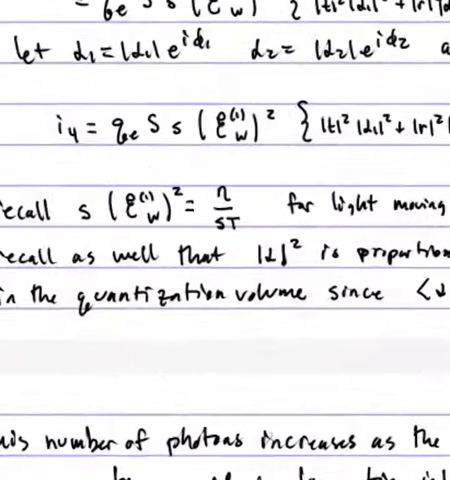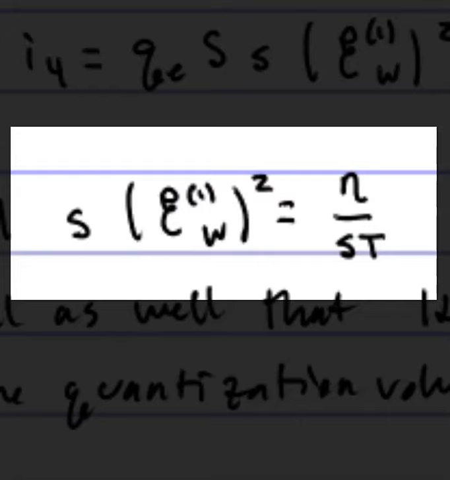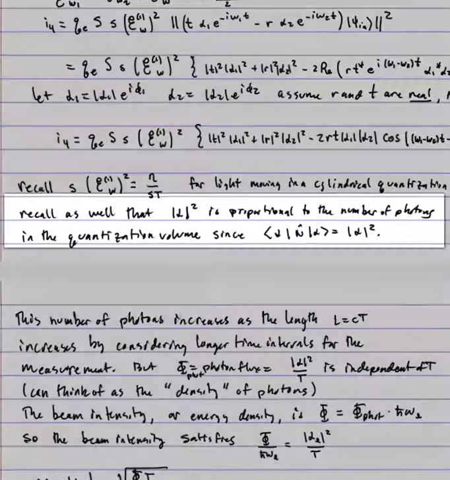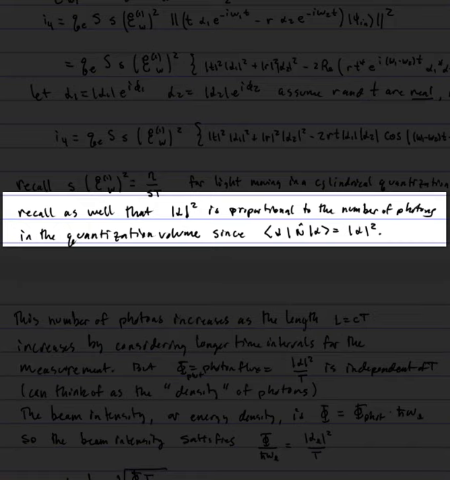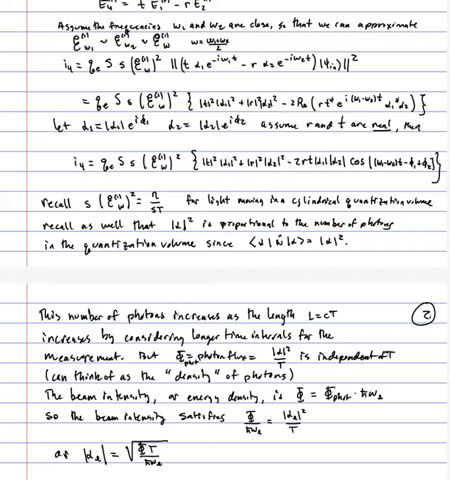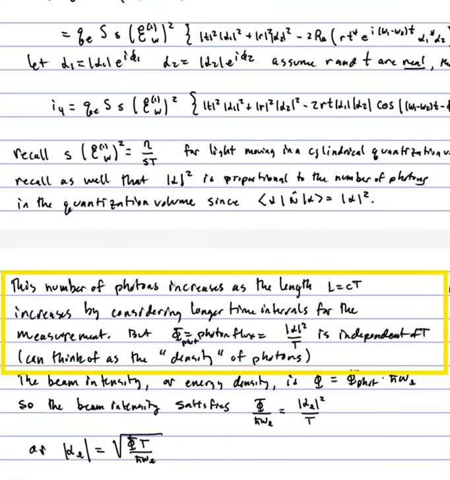Now, you recall in the last lecture we showed that the sensitivity multiplied by the square of that single photon amplitude could be rewritten as this quantum efficiency eta divided by the area S times the time t over which the measurement is being taken, and that was for the case where we had light moving in a cylindrical quantization volume. And you have to recall as well that the modulus of alpha squared is proportional to the number of photons in the quantization volume, because the expectation value of the number operator in the semiclassical state is just the modulus of alpha squared. Of course, the number of photons in the volume is going to increase as the length, because L is equal to c times t. That means the number of photons is proportional to the time interval over which I'm performing the measurement.